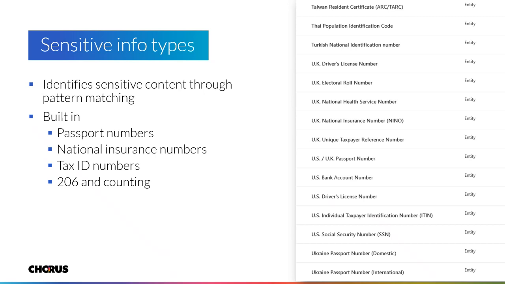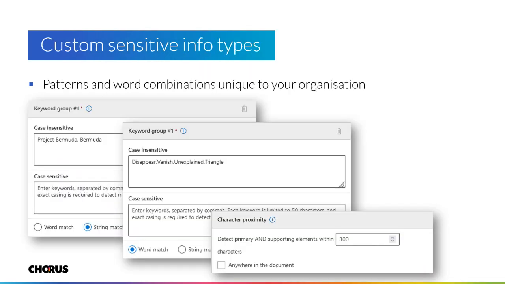So the last time I ran a webinar that touched on sensitive information types, I think Microsoft were providing about 150. That was last October. We're now up to 206. You can also define your own. So you're looking in this case for patterns and word combinations that are unique to your organization.